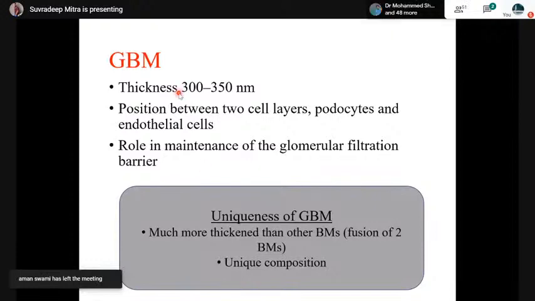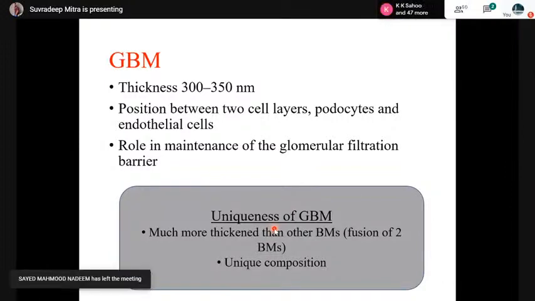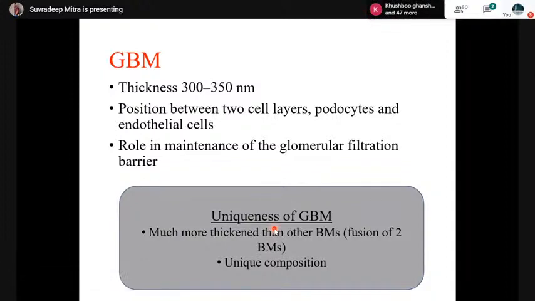So now I'll talk about the glomerular basement membrane. It's a very unique membrane. You should know its thickness, which is approximately 300 to 350 nanometers. The uniqueness is that it is much thicker than any other basement membrane in the body, because it is apparently formed by the sandwich of two basement membranes. That's why the intermediate layer is dense and forms the lamina densa, and why it is much thicker than basement membrane elsewhere in the body. Also, the glomerular basement membrane is a very important part of the glomerular barrier, and it is secreted as well as maintained by the visceral podocytes.